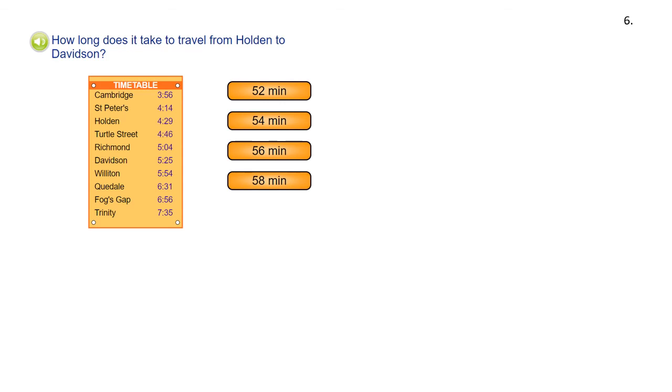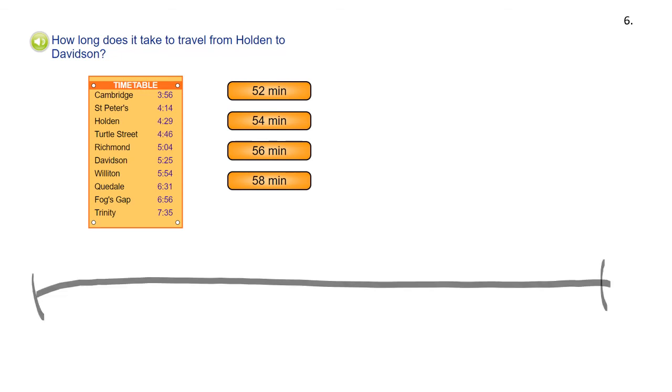How long does it take to travel from Holden to Davidson? Okay, this is definitely going to be a timeline, guys, using a timetable. Okay, pause me, have a go, and work it out. Okay, well, you needed to see Holden, and Holden is on the bus timetable here, and Holden starts at 4:29. The bus gets there at 4:29, or leaves at 4:29. And Davidson, there you go, Davidson is 5:25 there, isn't it? So you'd write down 5:25 over here.